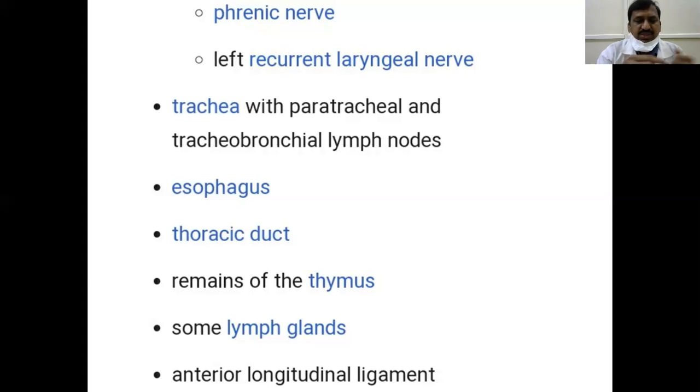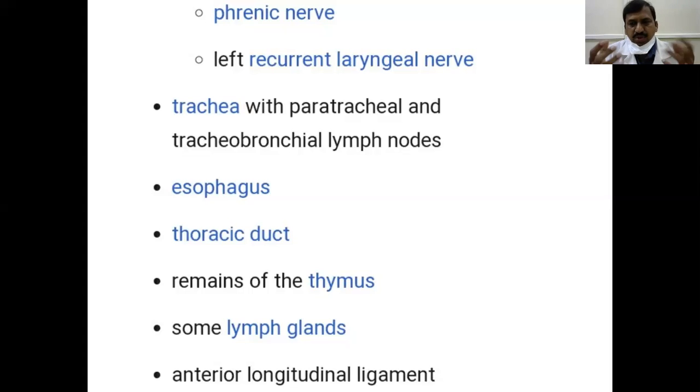Next is the thoracic duct. The thoracic duct is nothing but the lymphatic duct, and it starts in the abdomen at the level of T12. It is the upward continuation of the cisterna chyli. It is beaded in appearance. The length of the thoracic duct is 38 to 45 centimeters, and the circumference or breadth is 0.5 centimeters.